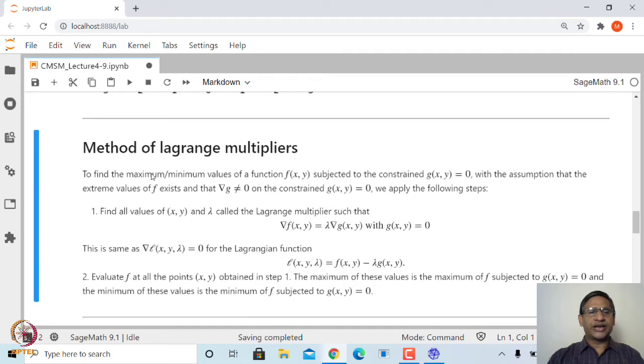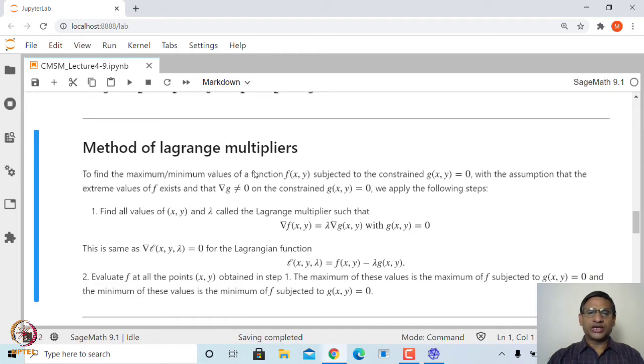So, in order to find maximum or minimum value of a function subjected to g(x, y) equal to 0, in this case we are looking at only the equality constraints. Inequality constraints can also be converted into equality constraints. So, in principle one can take care of such problems as well using this. However, the size of the problem will increase, and therefore, there are certain methods to handle inequality constraints separately.